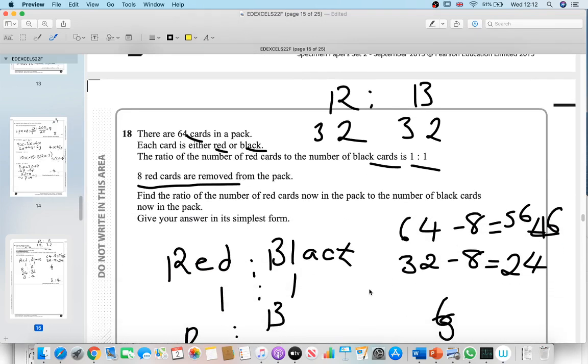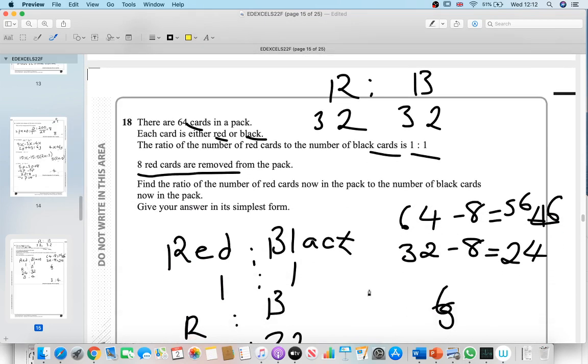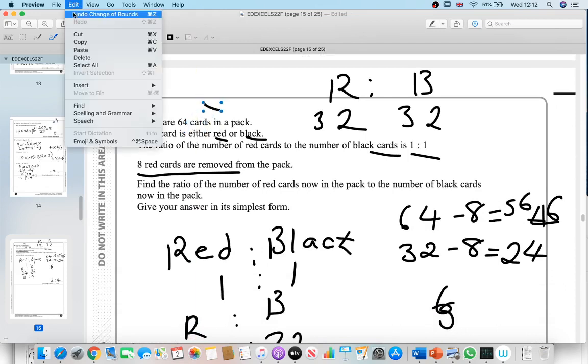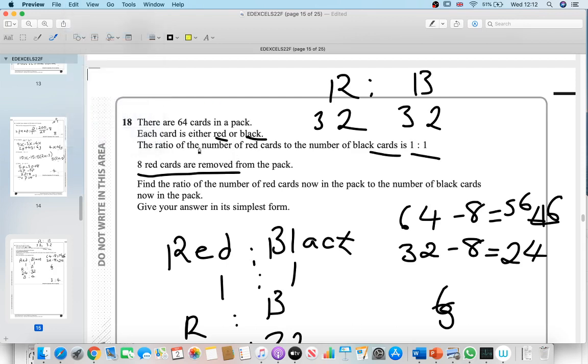Right, guys, question number 18. There are 64 cards in a pack. Each card is either red or black. The ratio of the number of red cards to the number of black cards is 1 to 1. So straight away that means there are 32 red cards and 32 black cards. 8 cards were removed from the pack. Find the ratio of the number of cards now in the pack to the number of black cards now in the pack.